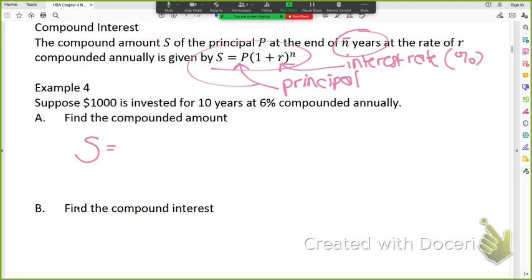Now, there is a difference between what you are asked in A and B. Compounded amount is the total amount at the end, so that's always the first thing that you're going to find. We are going to plug in 1,000 in place of P, 1 plus 6% written as a decimal, which is 0.06, raised to the 10th power. Plug that into your calculator. We're going to see what that is first, and then talk about how to find compound interest.